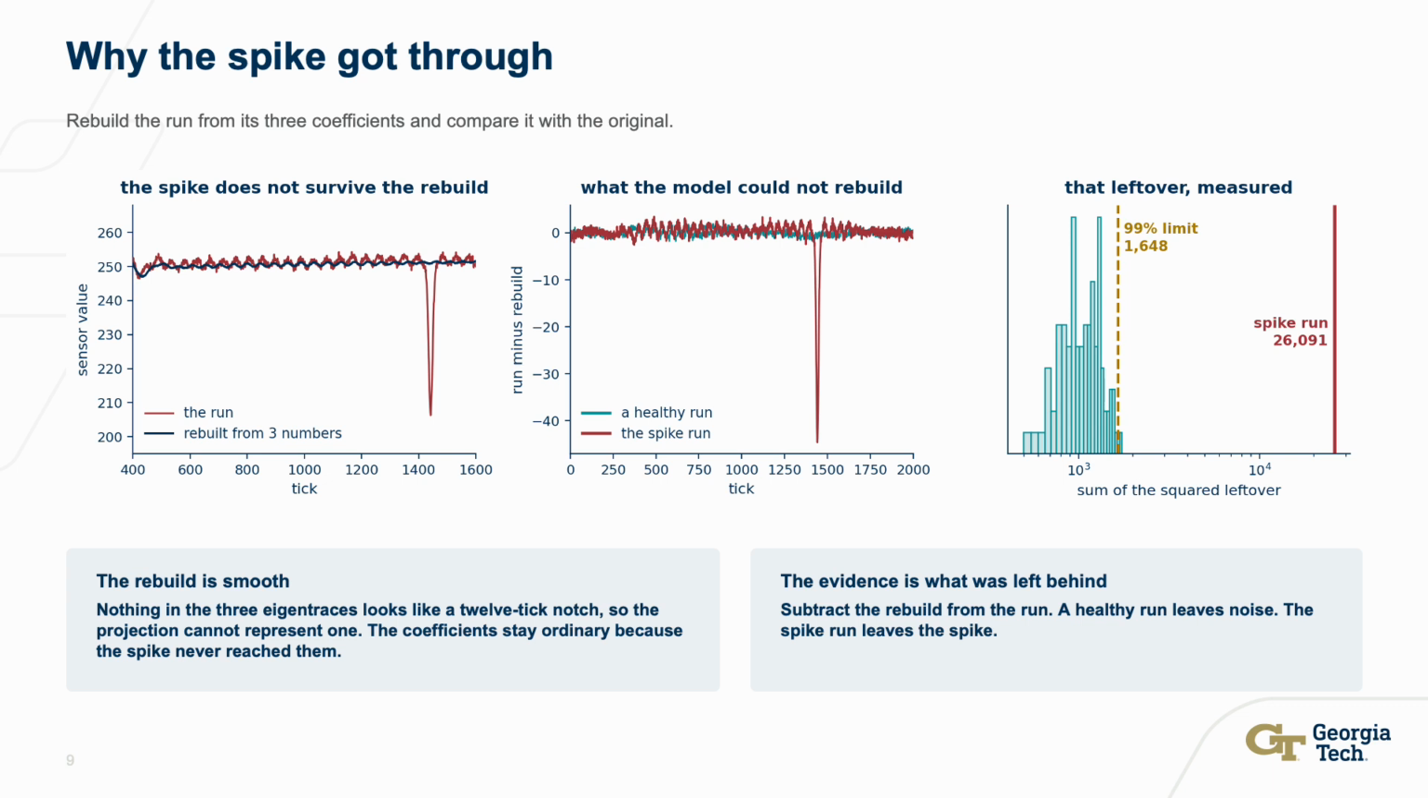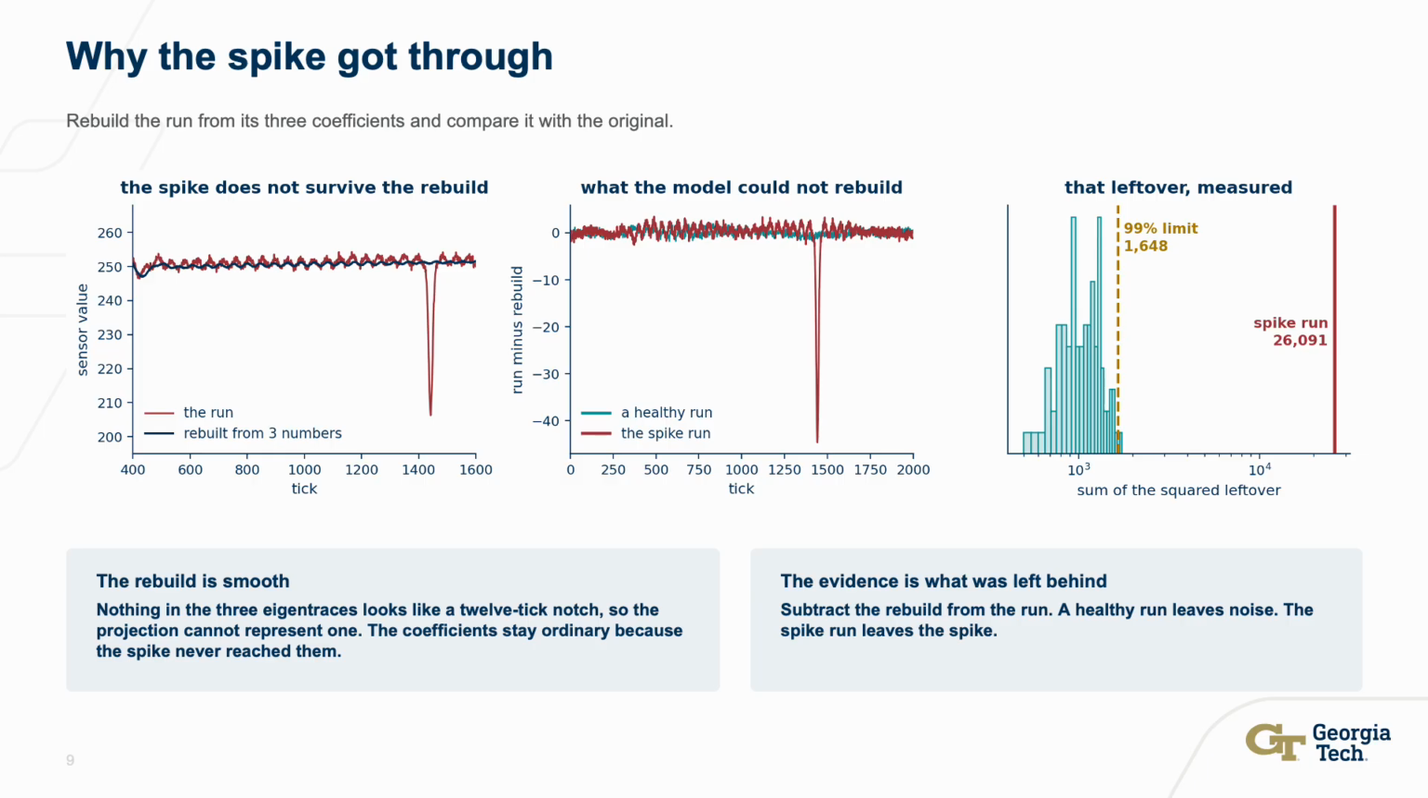So the evidence we want is not the coefficients at all. It is what got discarded. The middle panel shows the original minus the rebuild from the healthy run in teal and from the spike run in red. The healthy run leaves noise. The spike run leaves the spike, 40 units deep, sitting there by itself.